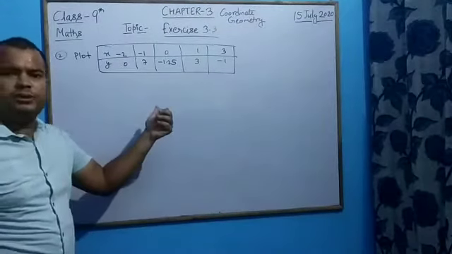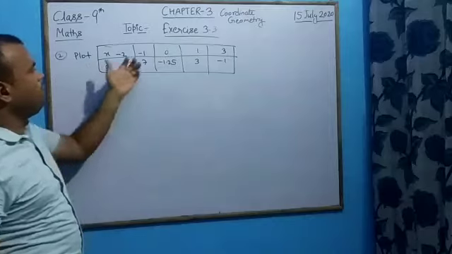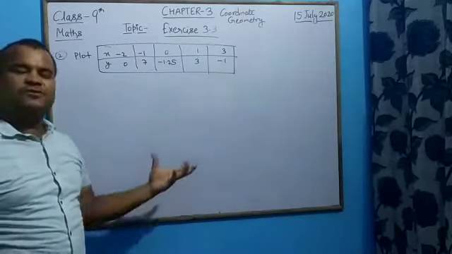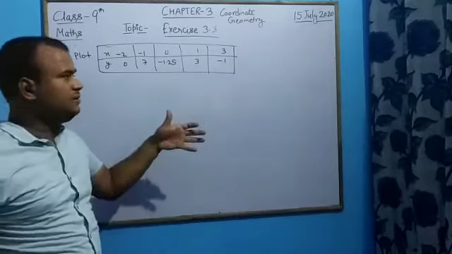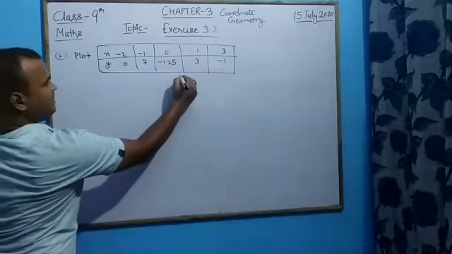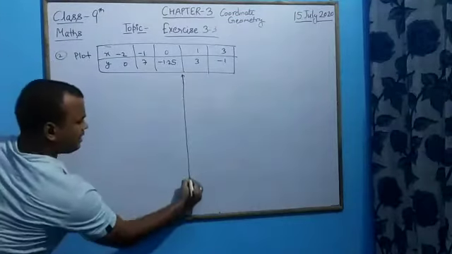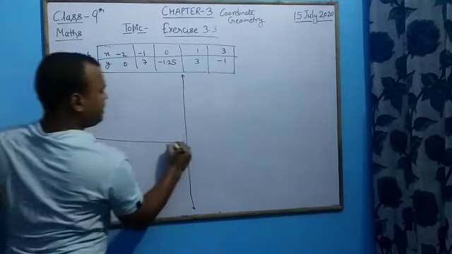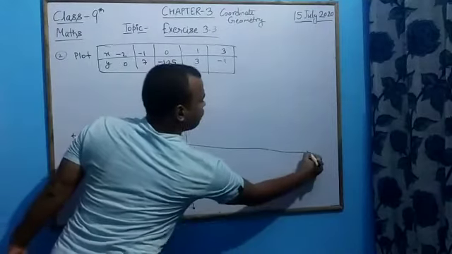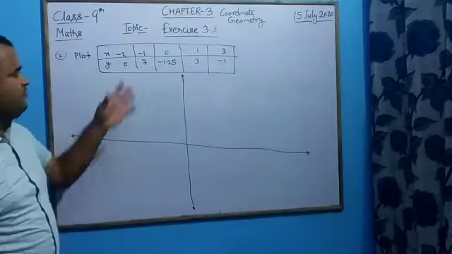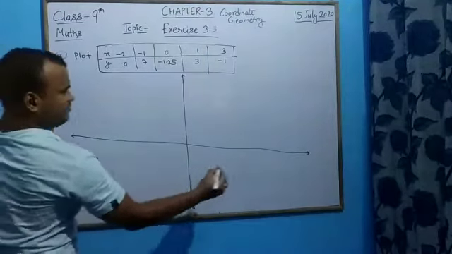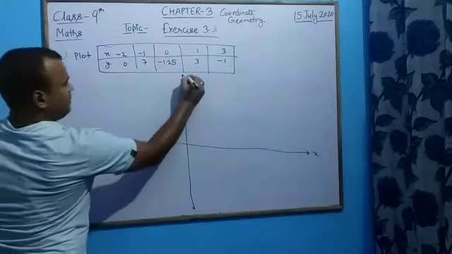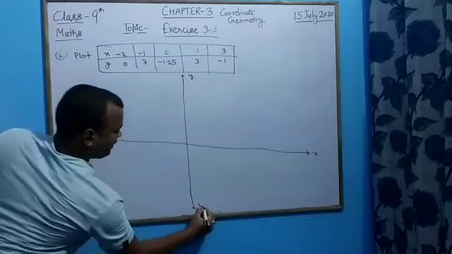In this question, what we have to do? We have to plot these coordinates in the Cartesian system using suitable measurements, suitable units. Now let us draw the Cartesian plane. Here we are drawing the Cartesian plane, and after that I will show you how to plot these points. Let us mark it out first. This is the x dash axis, this is y, and this is the y dash axis.